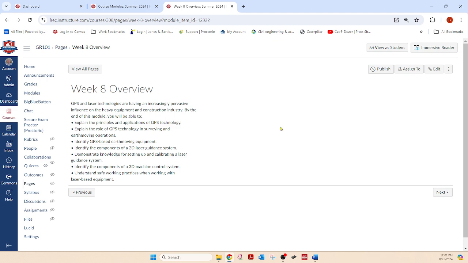So, really quick, I need you to grab a sheet of paper and a pencil because I'm going to be giving you some really powerful time-saving hints as we go through this, so you can go back and take a look at these. The overview starts out: GPS and laser technologies are having an increasingly pervasive influence on the heavy equipment and construction industry. This is within the module, or in this case, within the linked trainee guide that I have within the module.